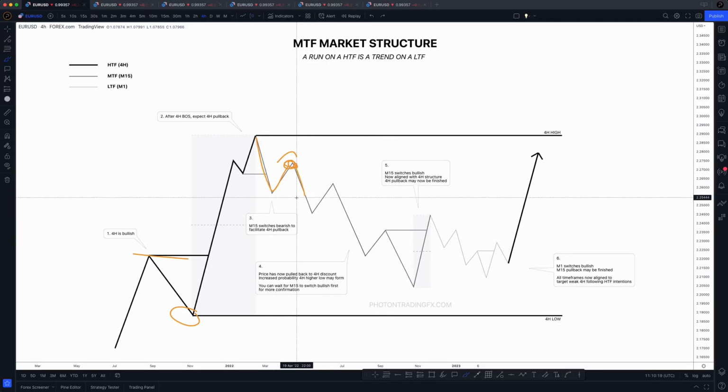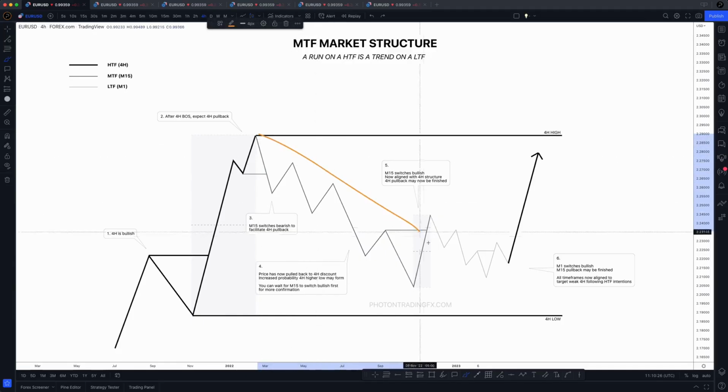We could talk about management later. It's more about managing your expectations: we're just playing counter 4-hour trend, pro M15 trend. But we are in the 4-hour pullback phase, so we want to be aggressive.